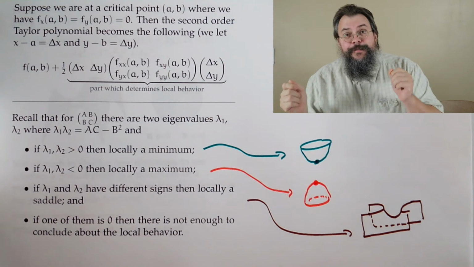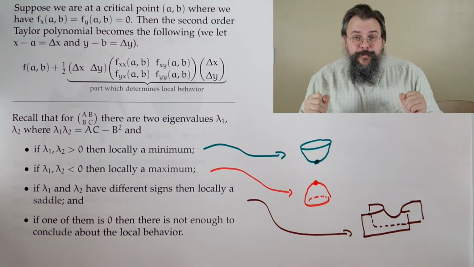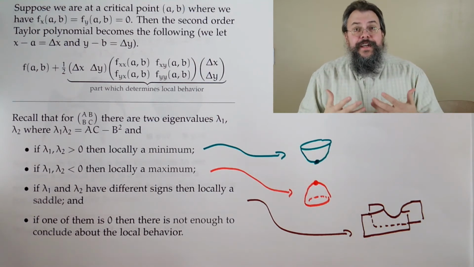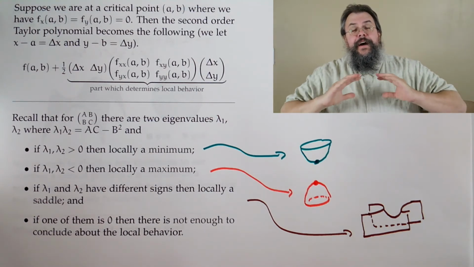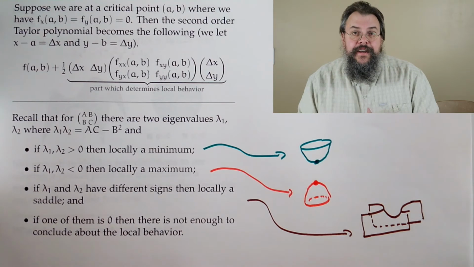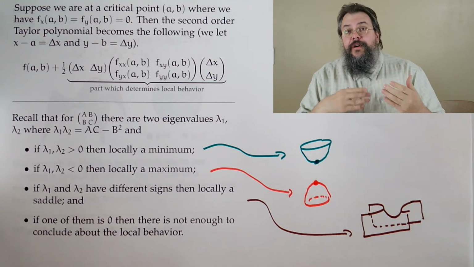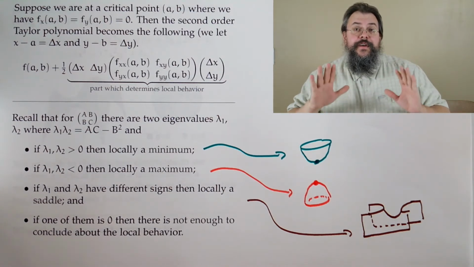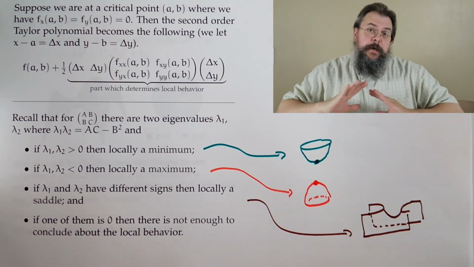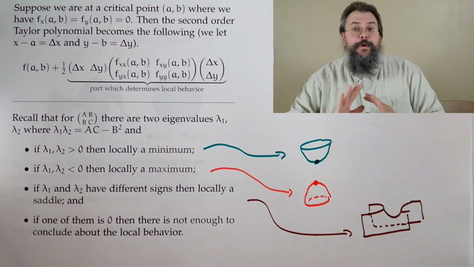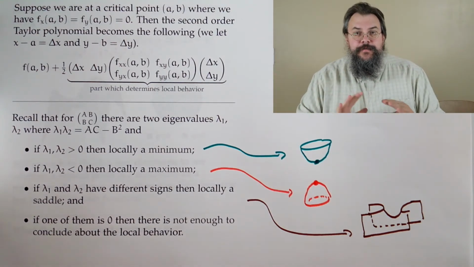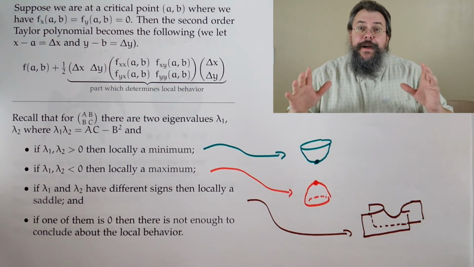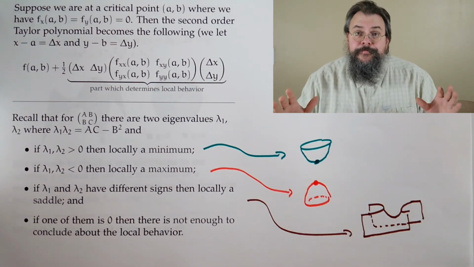Now, what if one of them is 0? Well, the answer is the second derivatives are not really enough to determine the local behaviors. You'd have to push further back into either higher order derivatives or do some other exploration of the function. For our purposes, if we do have one of them as 0, we're just going to say indeterminate. We don't know. In other words, we'll stop there and just be satisfied with having one of life's little mysteries.